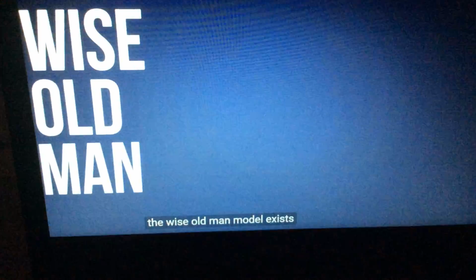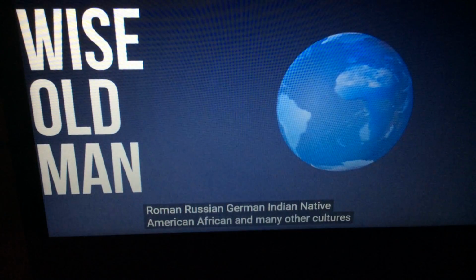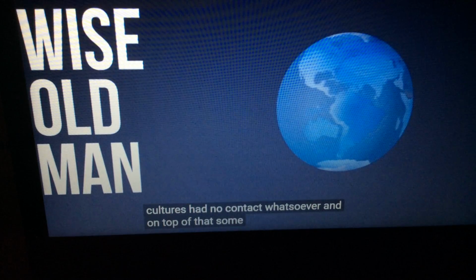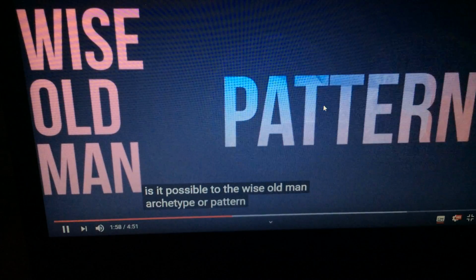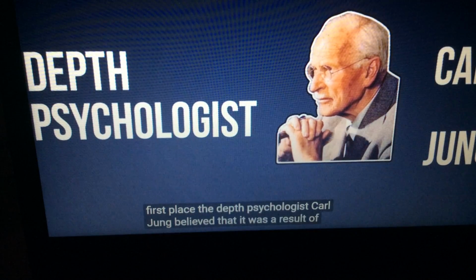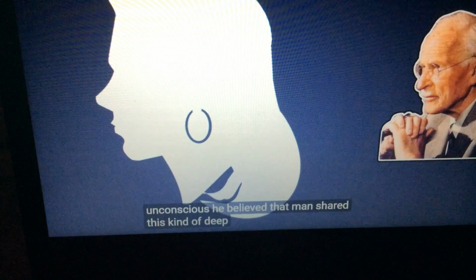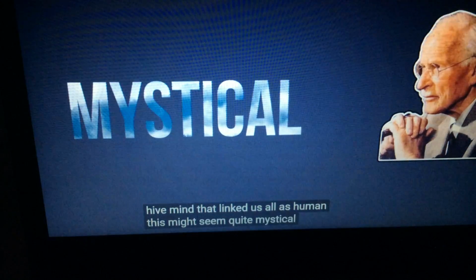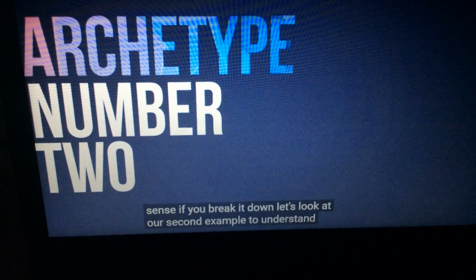The wise old man model exists in Greek, Roman, Russian, German, Indian, Native American, African, and many other cultures, myths, and stories. But many of these cultures had no contact whatsoever. And on top of that, some of them are separated by thousands of years. So how is it possible that the wise old man archetype or pattern got there in the first place? The depth psychologist Carl Jung believed that it was a result of what he called the collective unconscious. He believed that man shared a deep unconscious sort of hive mind that linked us all as human. This might seem quite mystical and fabulous, but actually it makes a lot of sense if you break it down. Let's look at our second example to understand how this might be possible.